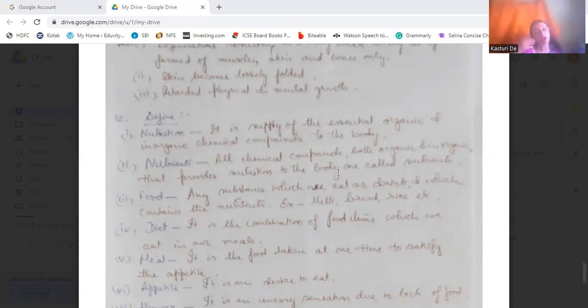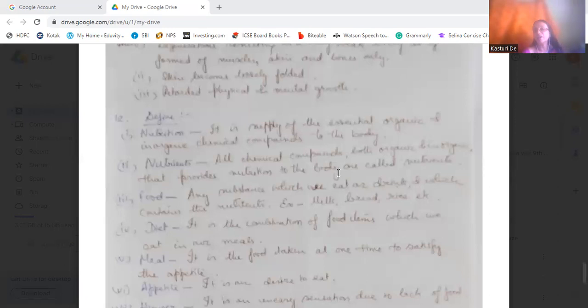Then what next? The definition of food. So what is food? Food is any substance that we eat or drink, for example, milk, bread, rice, meat, fish, all those. Then nutrients are what? Nutrients are protein, fat, vitamins, carbohydrates. Okay, these are nutrients. Now diet.